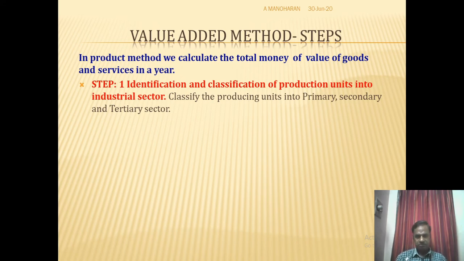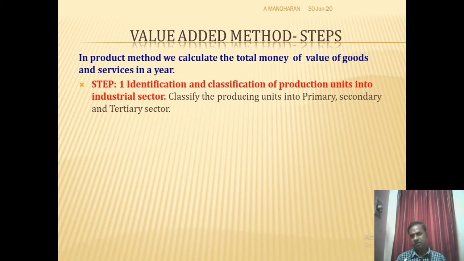First step, we have to identify the industrial sector and classify the production units into industrial sectors. In the previous class we studied that industrial sectors are primary, secondary and tertiary. Various production units, on the basis of the nature of the industrial sector, are to be classified under these three sectors: primary, secondary and tertiary.